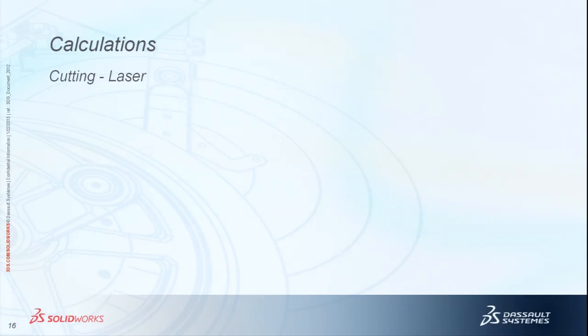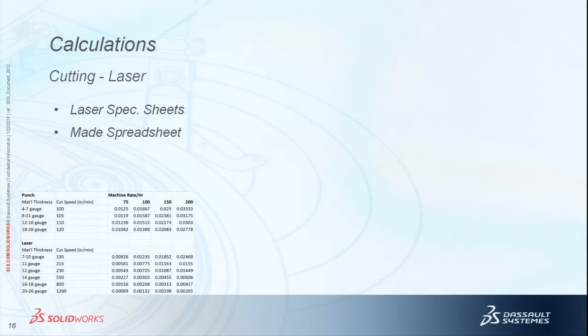Here's how I figured it. Laser spec sheets are a really good place because it's looking for cost per inch. So, how much are you going to charge to cut this? I took the numbers from this and made a spreadsheet. You can kind of see it here. I did actually do punch and laser because they have different speeds, and I knew that I was going to do the length cut on the punch.